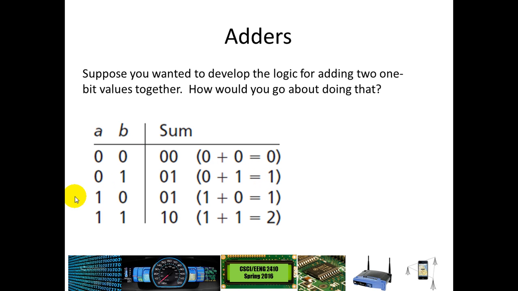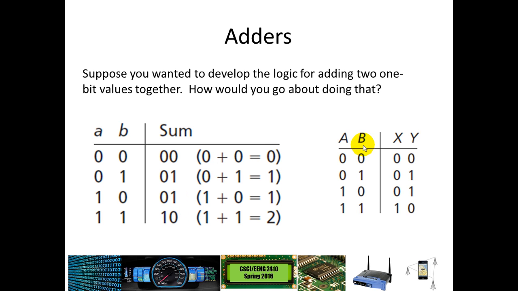But because 1 plus 1 is a possibility for 2 bits, we actually need 2 different bits for our sum. So in this case, the sum would obviously be 2. And so there's 3 possible outputs for the sum of 2 individual bits. So we could say in our truth table here, for A and B, the output would be X and Y, where X would be our most significant bit, and Y would be our least significant bit. This would be a truth table for a 2-bit adder.